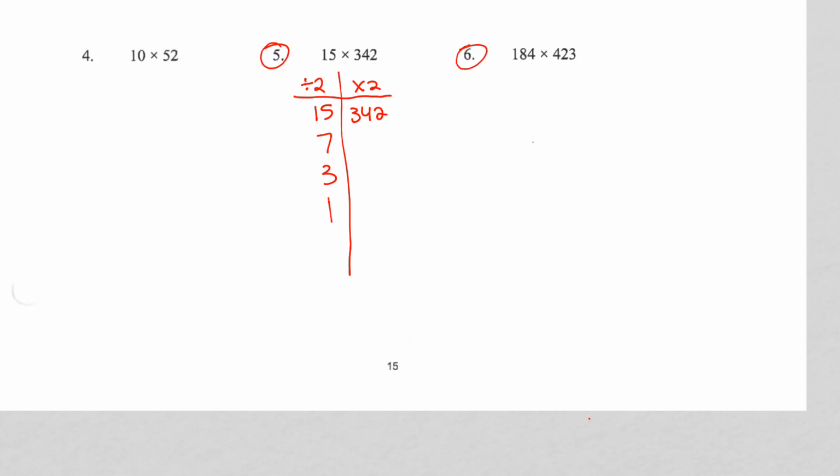So 342 times 2 is 684. 684 times 2 is 1368. 1368 times 2 is 2,736. Then we look for even numbers on the left side. If you look, these are all odd, so no evens. That means we don't cross out any rows, so we're going to use all 4 of those.